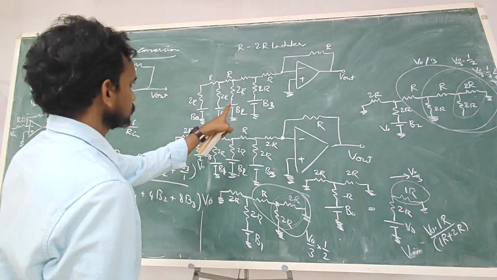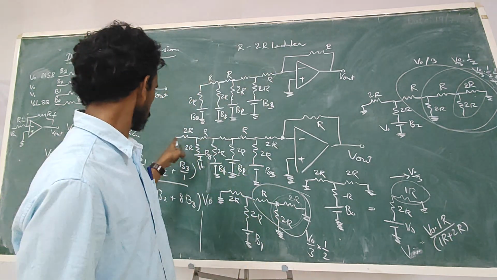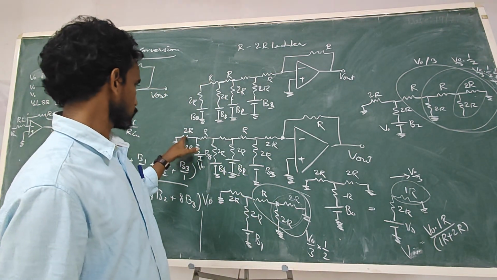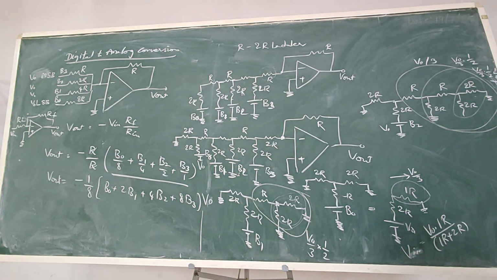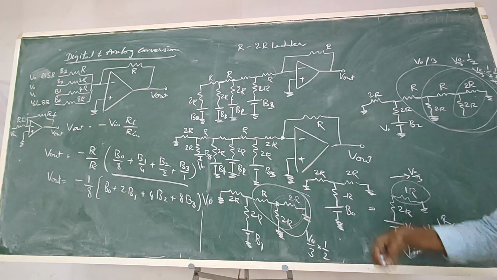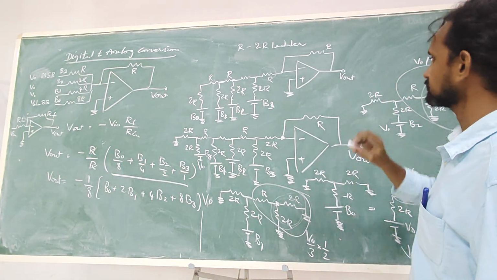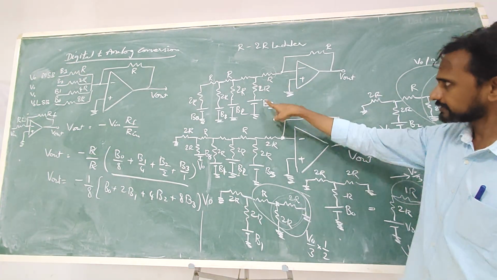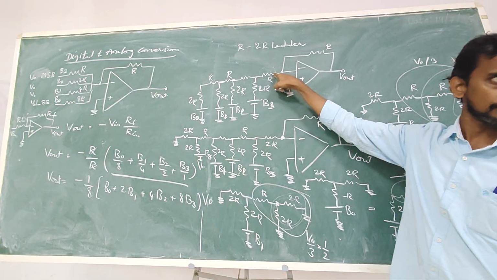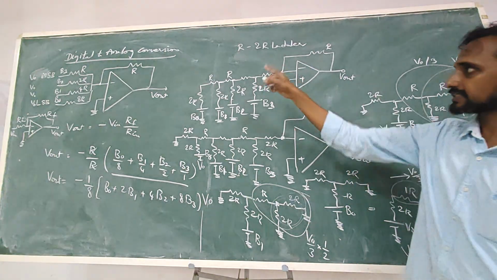Now we have to see how things are in this simplified circuit, where we have merged this 2R into here. That's actually an approximation, but still we'll analyze that and see what happens. In the first stage, it is simple, 2R and 1R. So output is 1/3.